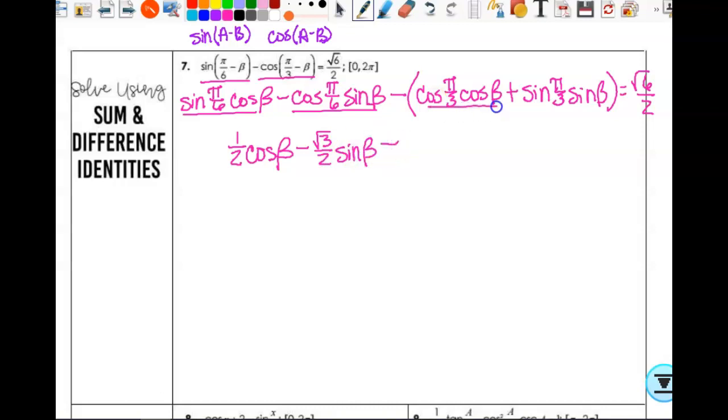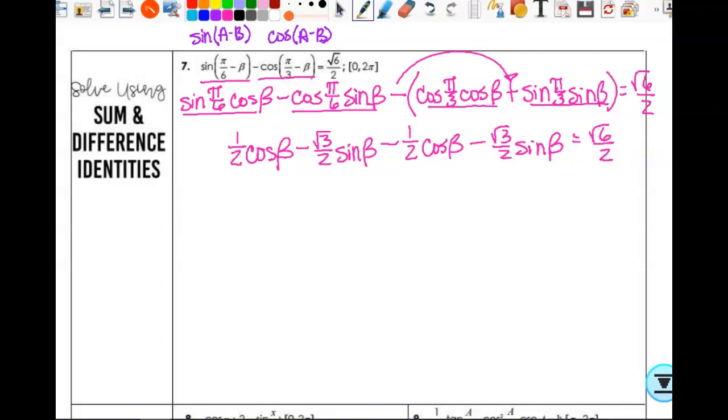Minus, then I've got to do this part. What's the cosine of pi thirds? 1/2. This is 1/2 times the cosine of beta. And then I have to distribute this negative here, so this is another minus. In this part, what's the sine of pi thirds? Square root of 3 over 2 times the sine of beta. And all that equals the square root of 6 over 2.